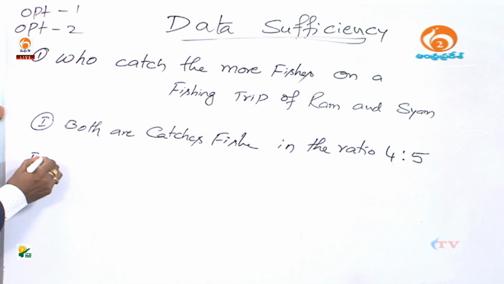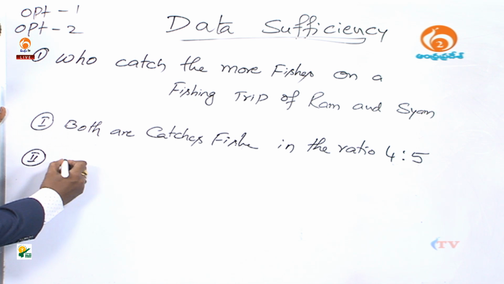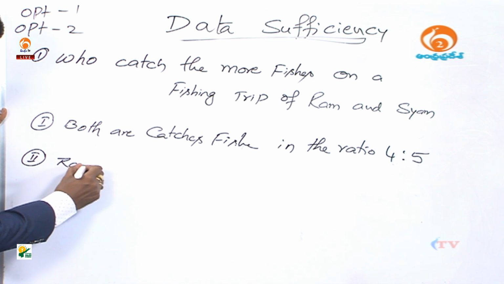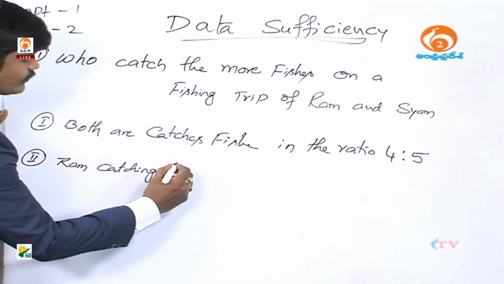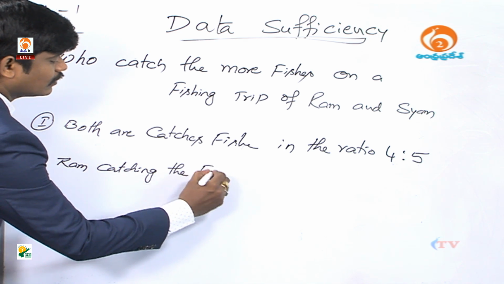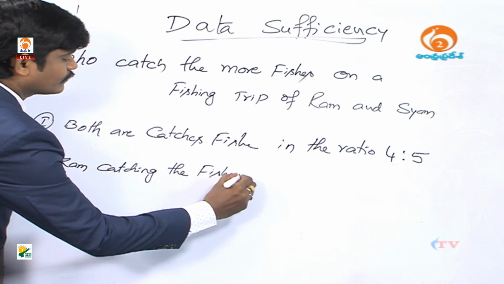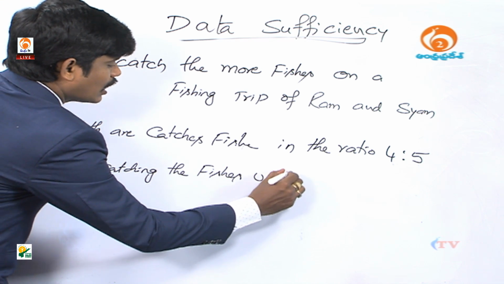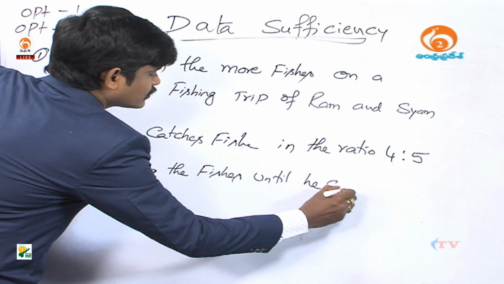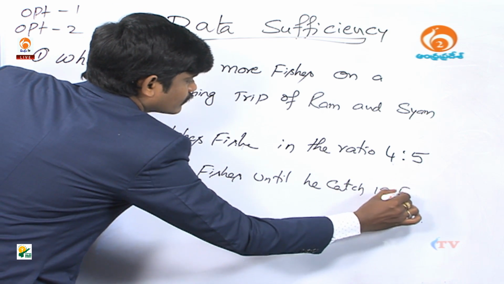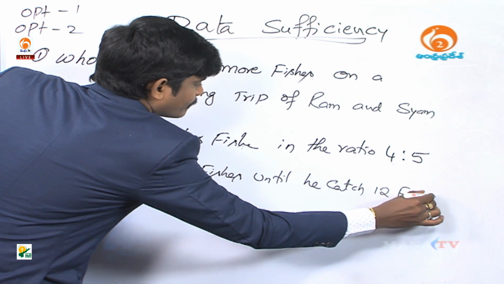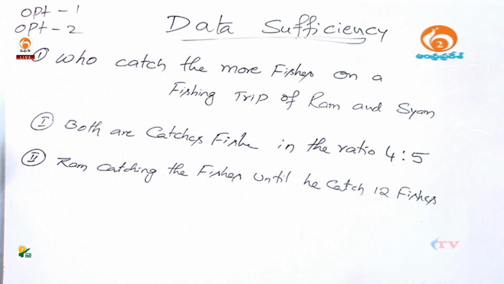Second conclusion: Ram keeps catching fishes until he catches 12 fishes. Until he catches 12 fishes.